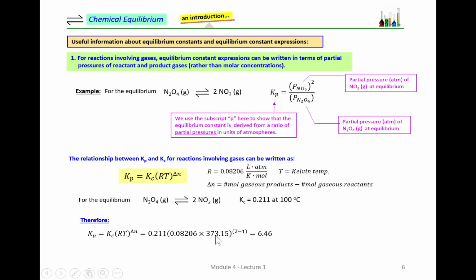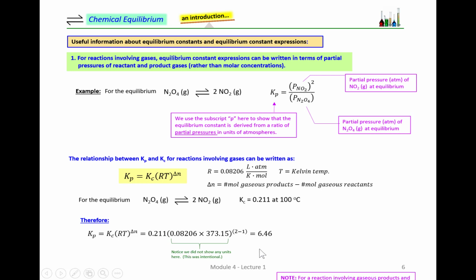And this delta N here is 1 because delta N is the number of moles of gaseous products. Remember, products are on the right, so there are 2 moles of gaseous products minus the number of moles of gaseous reactants. There's 1. So basically, this expression here is raised to the first power, and we find out that Kp is equal to 6.46. So it's not equal to Kc, but it is the equilibrium constant expressed in terms of partial pressures. You'll notice we didn't show any units here. That was intentional.